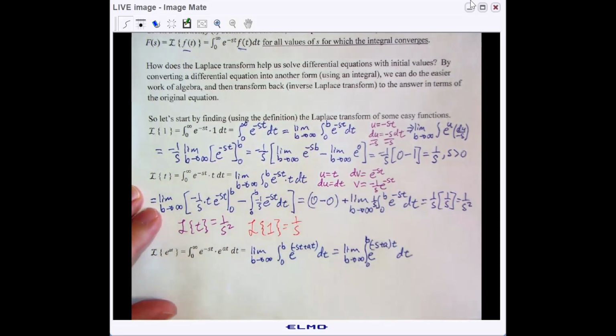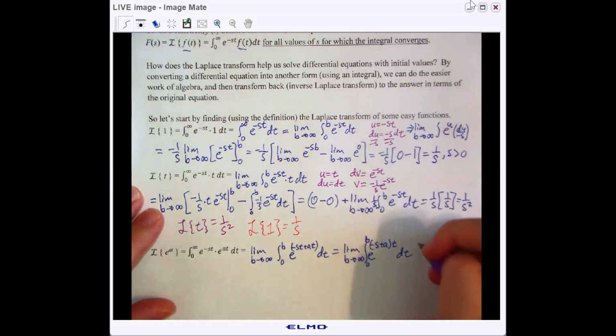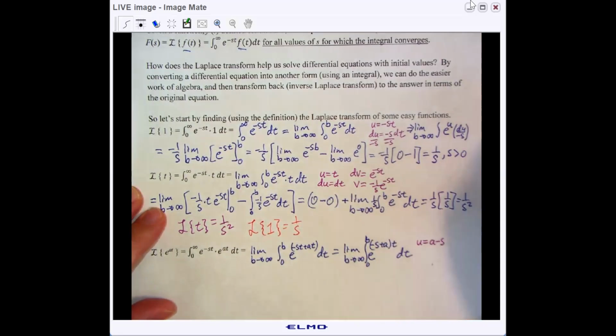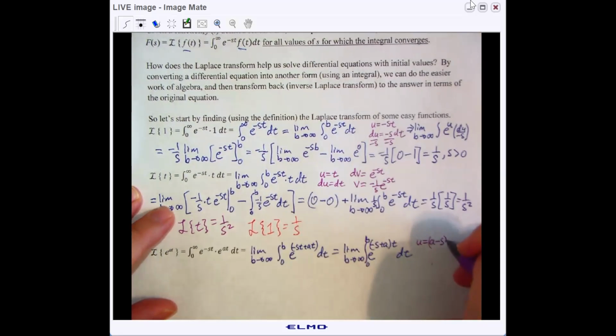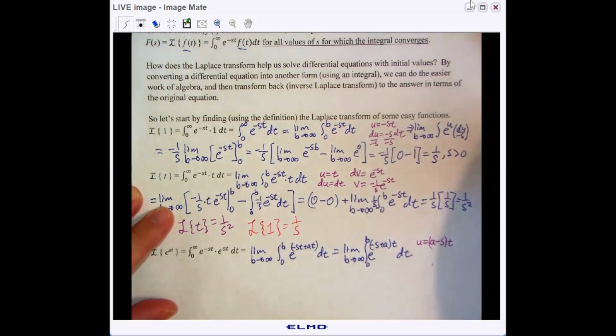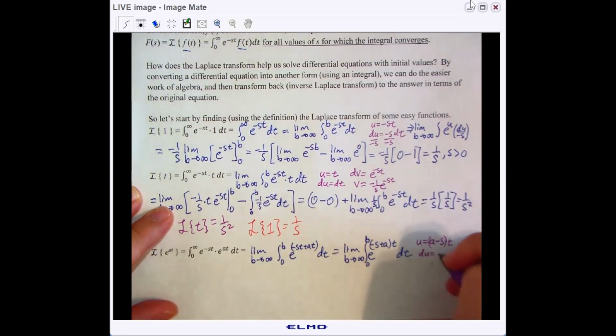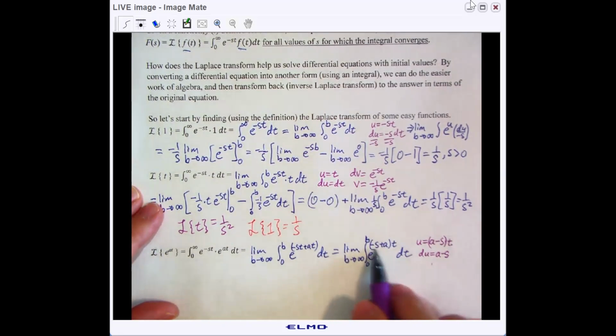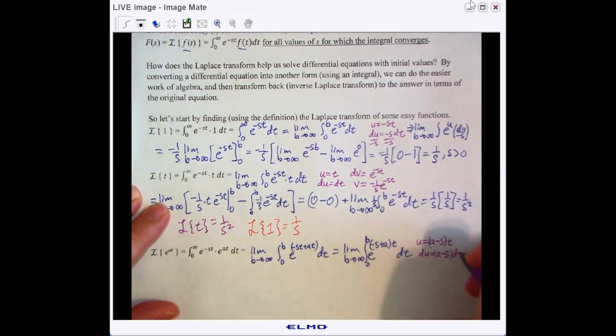Okay, which we can now use a u substitution. Let's let u equal, I'll just call it a minus s, times t, of course. Then du will be a minus s. Okay, so we've got that guy. So I just wrote the a minus s instead of negative s plus a. Okay, times dt. So if we divide by a minus s, we find out that dt is du over a minus s.